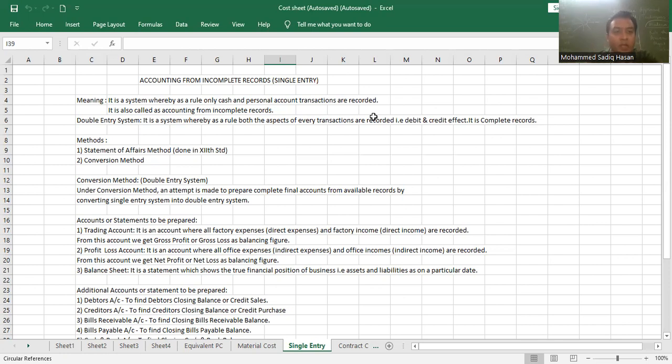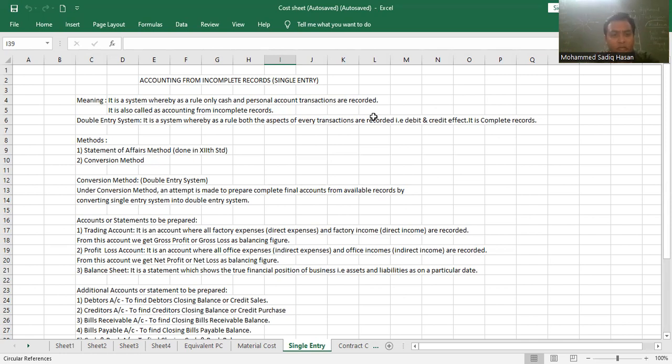Now, if I'm talking about the methods in this particular chapter, there were two methods. One method was already done in standard 12, that is the statement of affairs method. It's not there in your syllabus right now. But the second method which you're going to cover in this session is the conversion method. Why is it conversion? Because we are converting single entry into double entry, or you may say incomplete records into complete records.